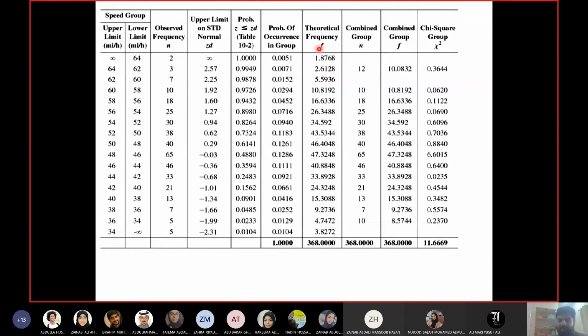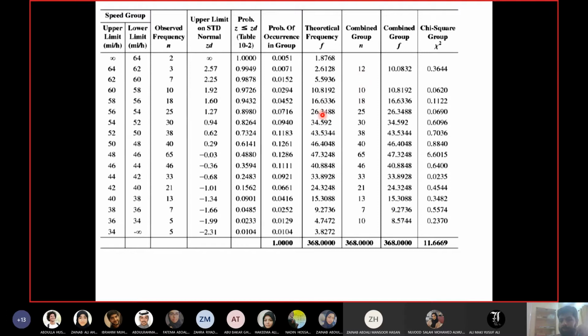Okay, so the resulting F value is 10.0832. Since you have merged the F values, you must merge the N values as well. So merging of the first three groups, 2 plus 3 plus 7, the merged N value is 12.